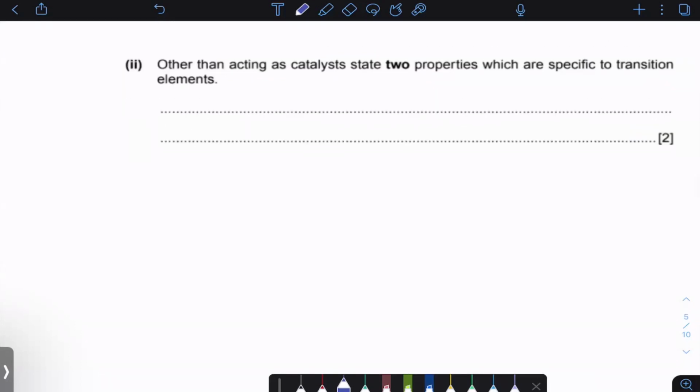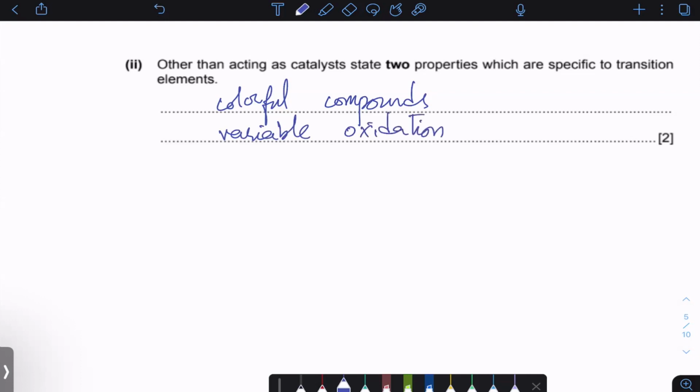Other than acting as catalyst, state 2 properties which are specific to transition elements. That means कि general नहीं, इनकी बात बतानी है. So properties that are specific to transition elements, they have colorful compounds which other metals don't. Similarly, they have variable oxidation states. Again, देखो reason एक ही है. उनके पास वेरिएबल ऑक्सीडेशन स्टेट्स होती हैं, वेरिएबल वैलेंसीज होती हैं. इसी की वजह से तो वो कलरफुल होता है, इसकी वजह से ही तो वो कैटलिस्ट होता है. तो रीजन ये है, लेकिन हम यहाँ पे बता रहे हैं. ठीक है.